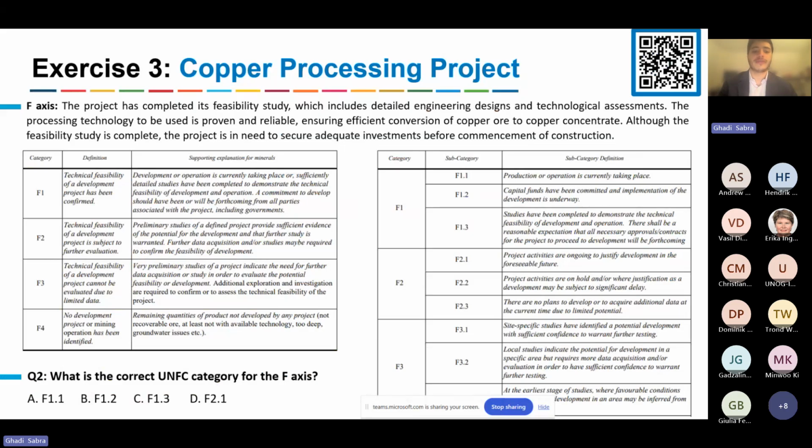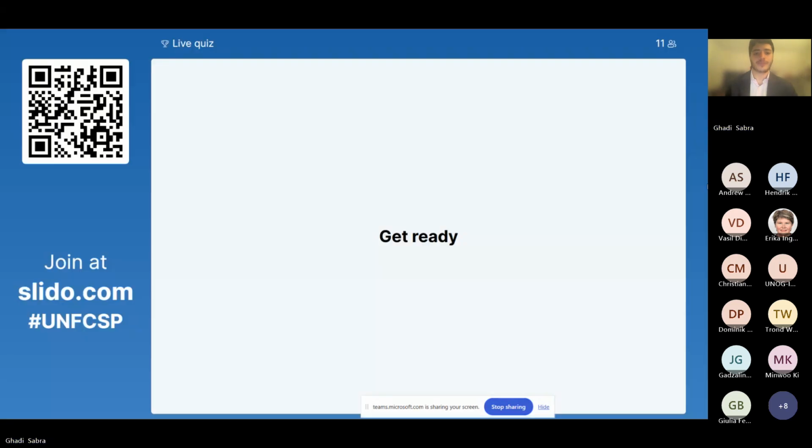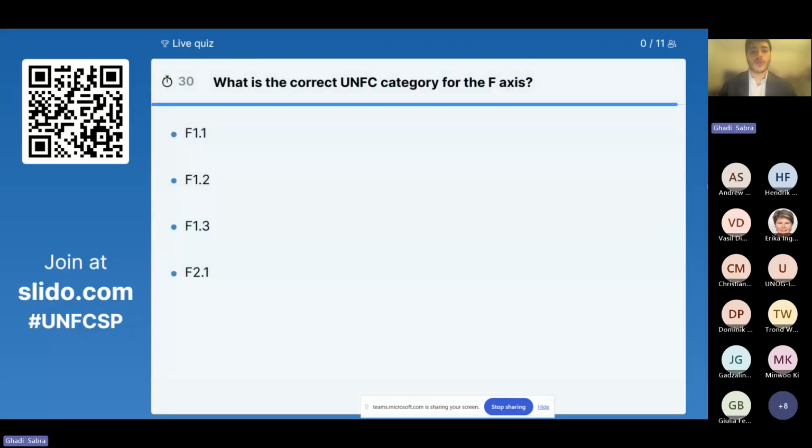So what is the correct UNFC category for the F-axis? 1.1, 1.2, 1.3, or 2.1? Get ready. Again, 1.1 means that the project is on production. 1.2 is a question of investments, whether capital has been allocated. 1.3 is that the technical feasibility is ongoing and justified. It's actually confirmed, but the studies are ongoing. And 2.1 is yet to be confirmed, but the activities are ongoing. Please cast in your answers.